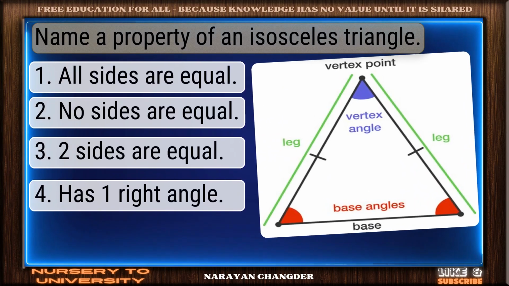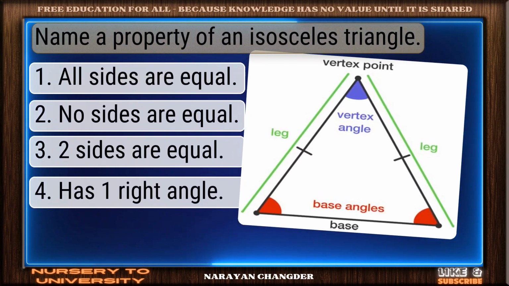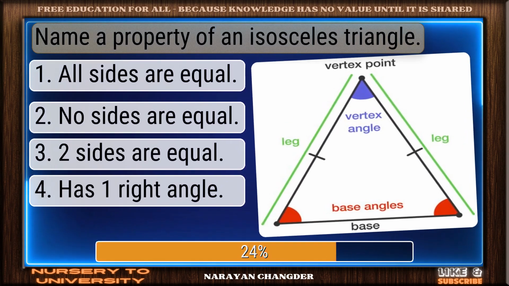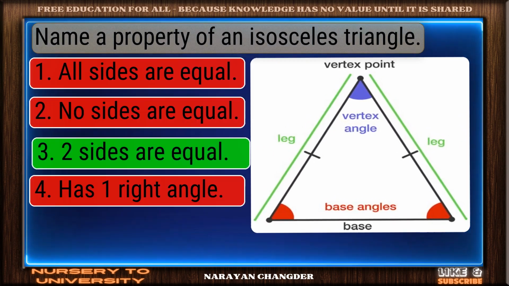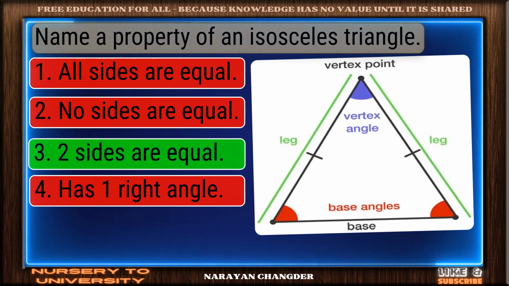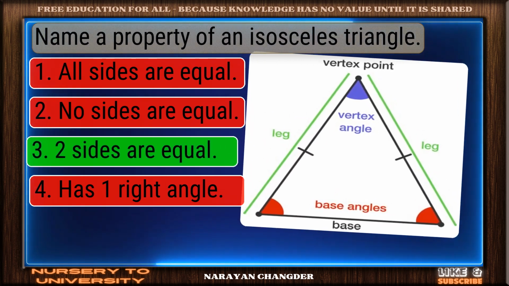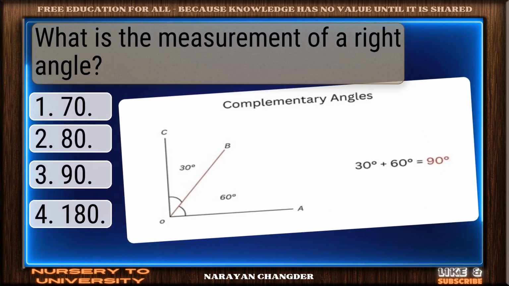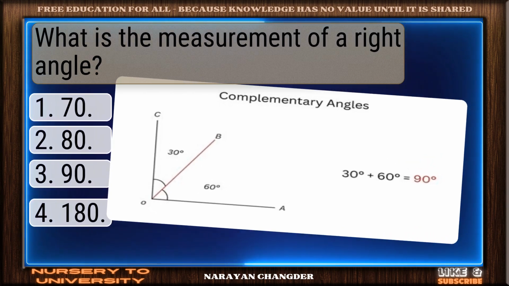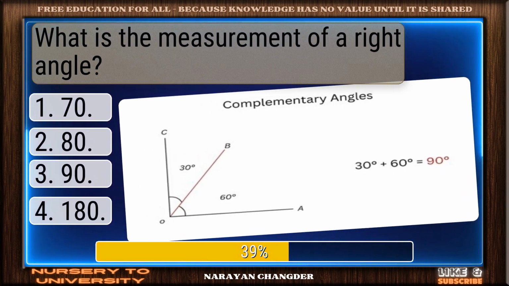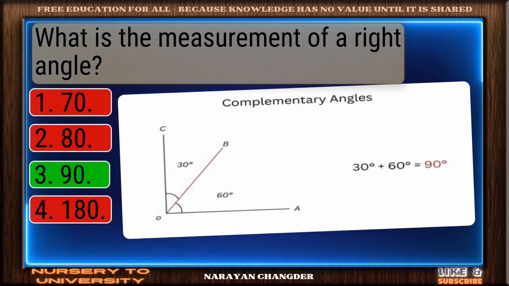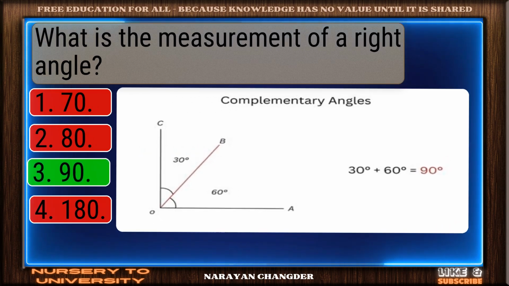Question number 200. Name a property of an isosceles triangle. Well picked. Two sides are equal is the correct answer. Question number 201. What is the measurement of a right angle? Nicely done. 90 is a solid answer.